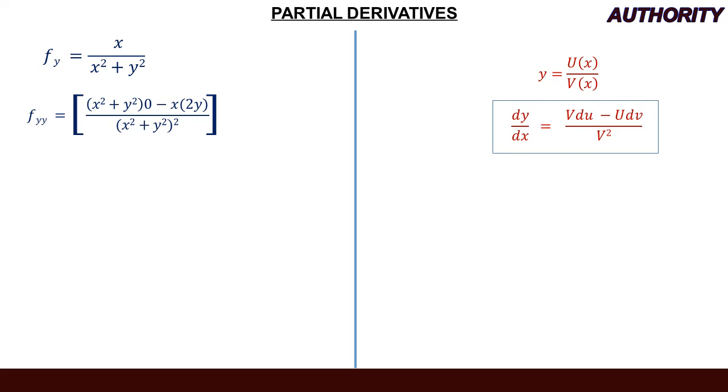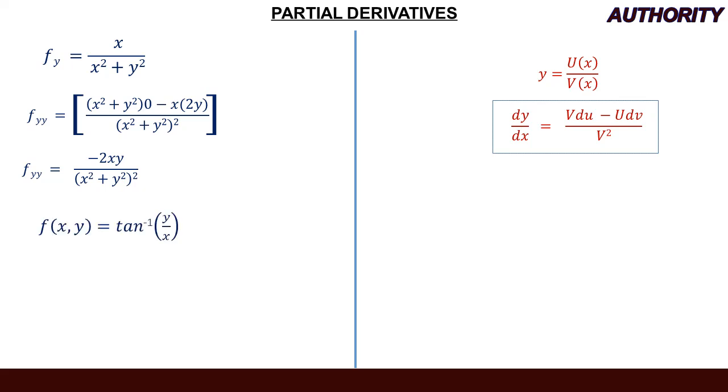Yes. Now let's simplify the numerator. In the numerator, we have x squared plus y squared multiplied by 0, which is going to give us 0. Then we have minus x, open bracket, 2y. When we multiply this, it's going to give us minus 2xy. So therefore, the second partial derivative of the function f with respect to y is equal to minus 2xy all over x squared plus y squared in bracket squared. All right. Yes, we have solved.